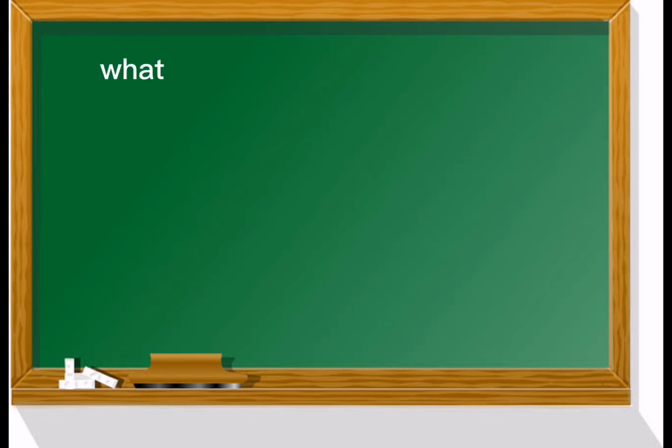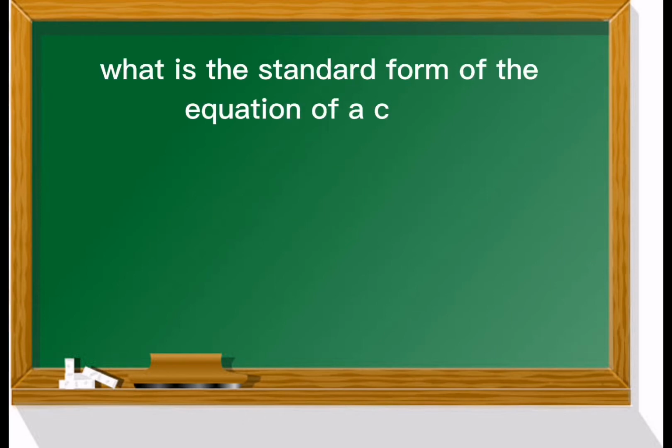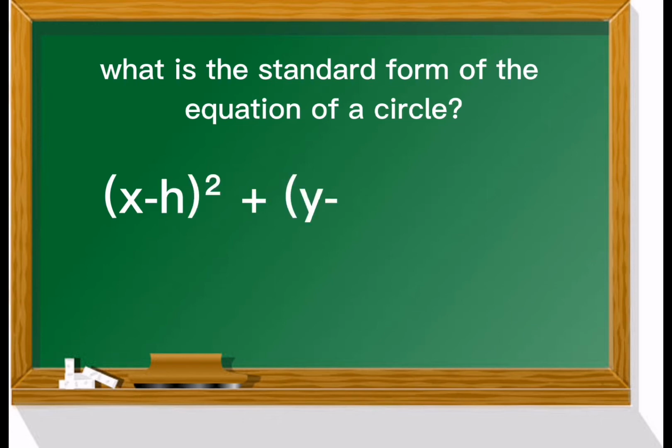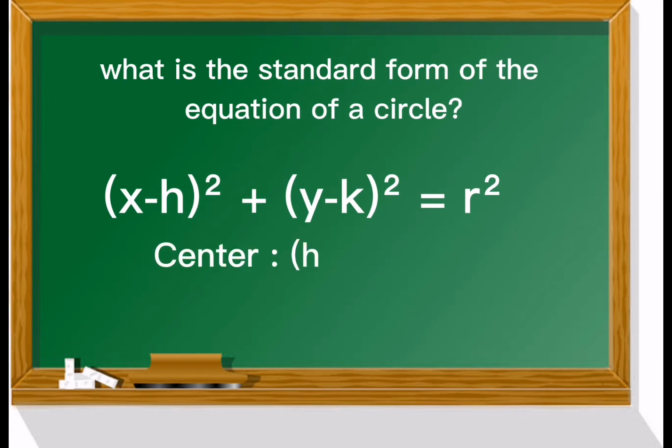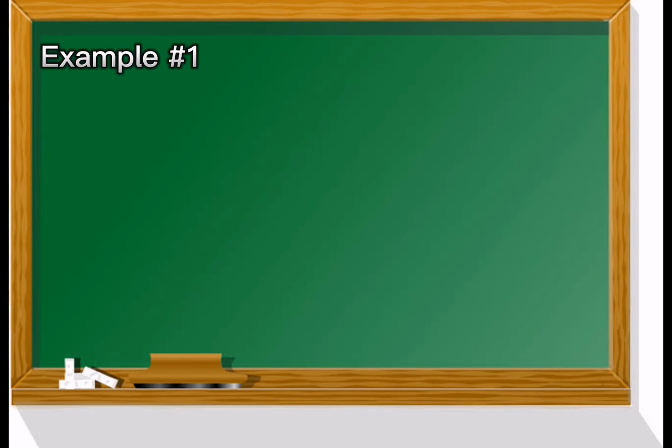Before that, what is the standard form of a circle? This is the standard form of a circle: (x - h)^2 + (y - k)^2 = r^2, where (h, k) is the center and r is the radius. Now, let's proceed to our example number 1.